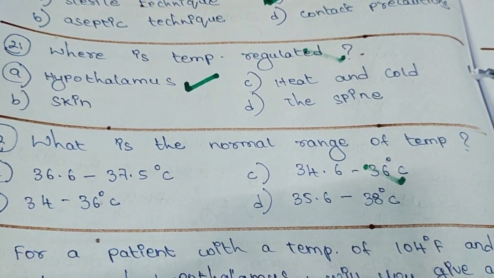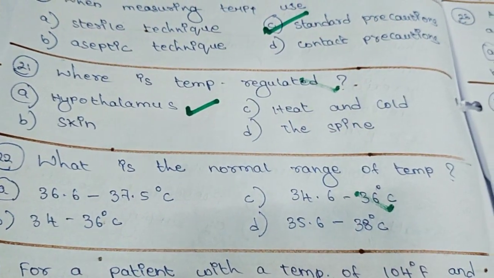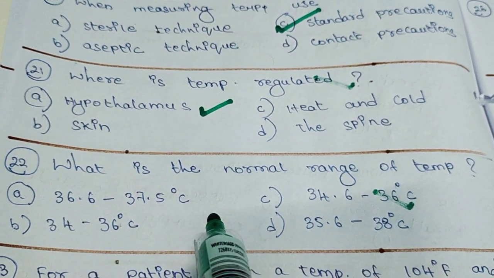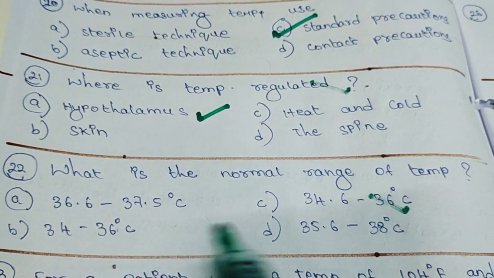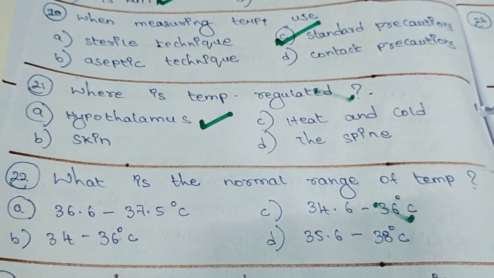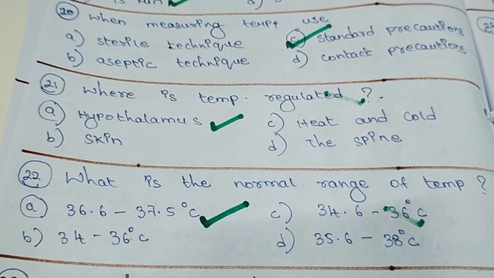Next question, what is the normal range of temperature? If it is in degree Celsius, what is the range? 36.6 to 37.5 degrees Celsius, 34 to 36, or 34.6 to 36, or 35.6 to 38. The right answer is 36.6 to 37.5 degrees Celsius.